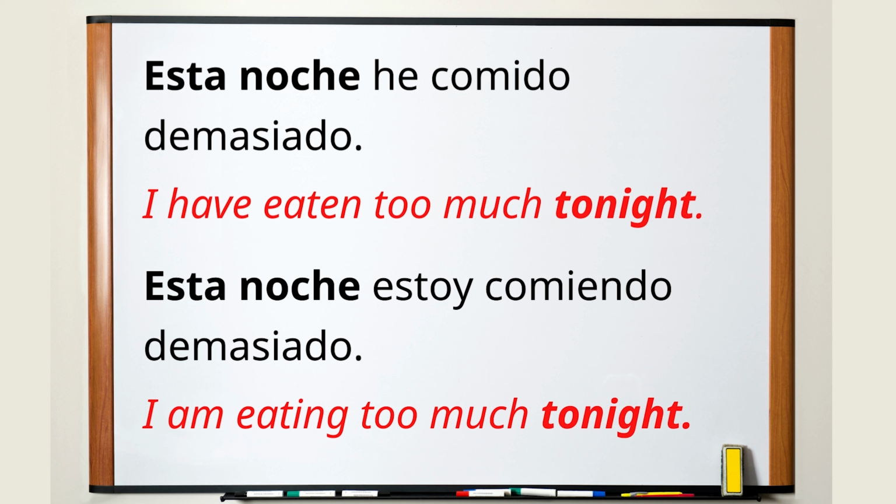So we have past, esta noche he comido demasiado. I have eaten too much tonight. And present, esta noche estoy comiendo demasiado. I am eating too much tonight.